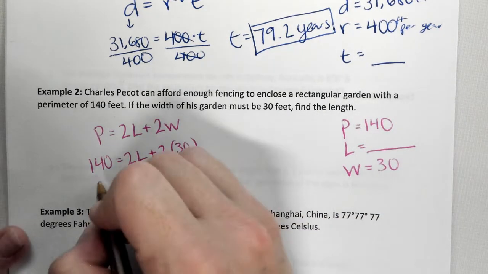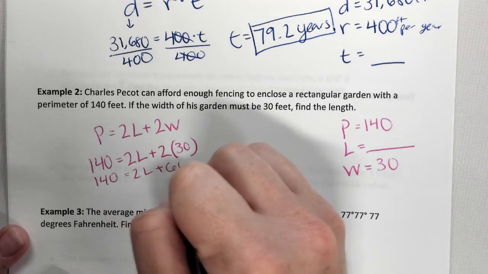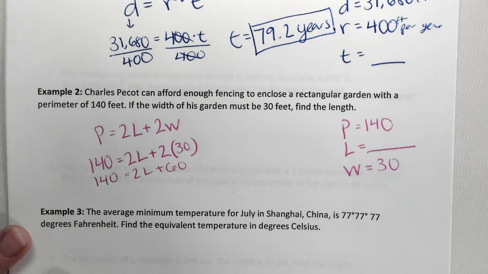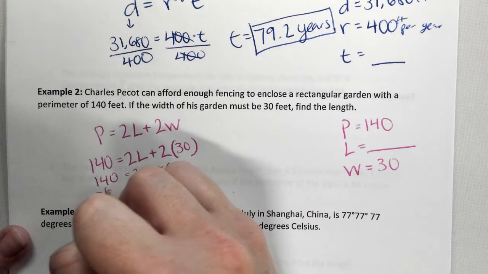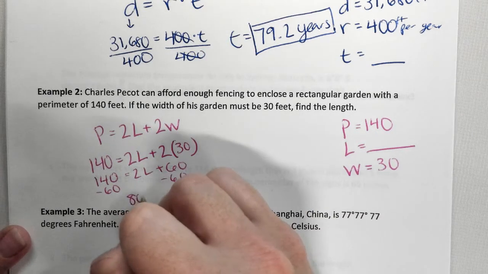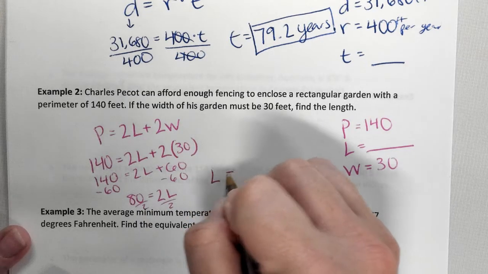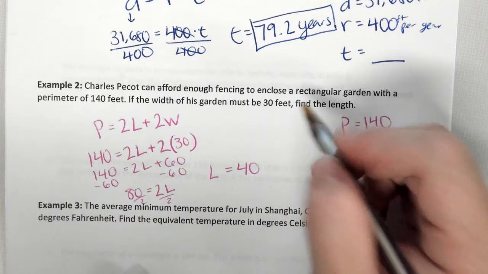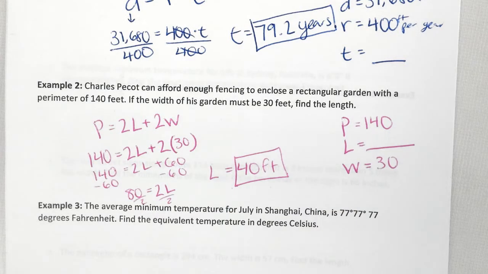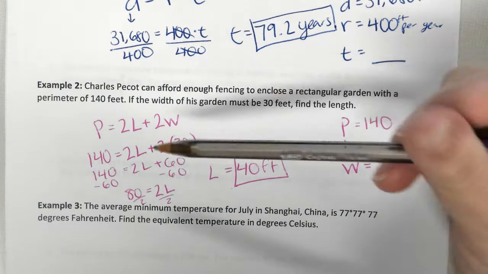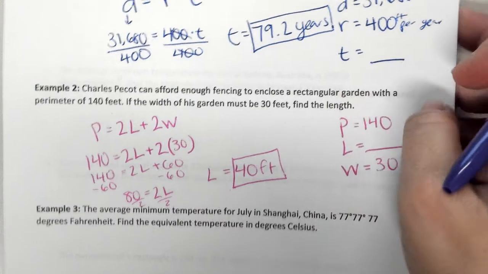I'm going to start simplifying, so I get 140 equals 2L plus 2 times 30 is 60. And now I'm trying to get L alone to find my length. So minus 60 gives me 80 equals 2L. Divide by 2, and I get L equals 40. Now 40 what? It's going to be 40 feet. So really just find your formula, plug in what you know, and solve for what you don't.